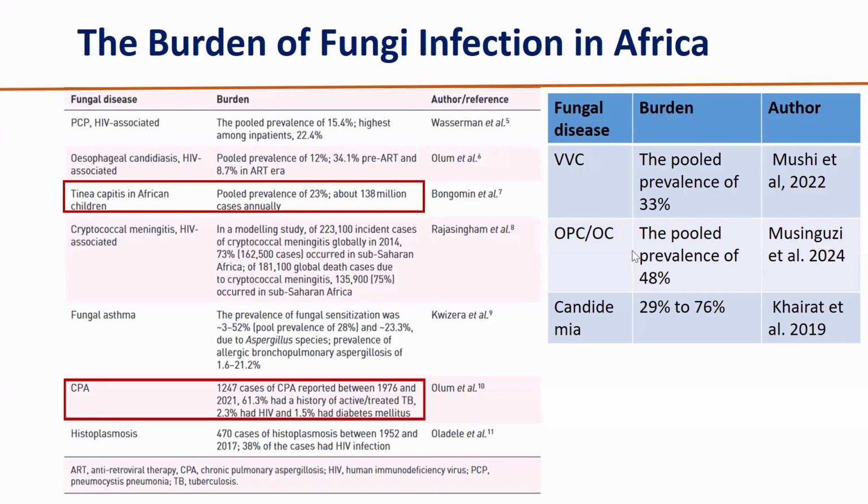But we should remember, we should not neglect oropharyngeal candidiasis, because oropharyngeal candidiasis is one of the predisposing factors to get blood candidiasis. So if these patients, these 48%, are not correctly managed on time, they are at high risk of getting blood candidiasis, and blood candidiasis mortality is very, very high.